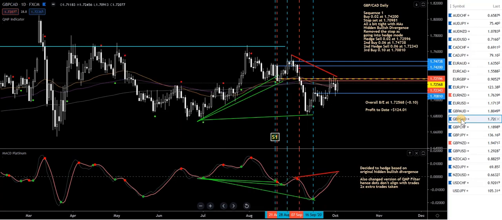Pound Cad, looking better now. Now this is one I did mess up. You can read my notes. I changed my version of the QMP filter, which is these red and green dots, midway through the sequence. Then it put everything out of whack. None of the trades lined up with the new dots. It's no big deal. I took a couple extra trades I probably shouldn't have, and I'm trying to work my way out of it. You can see it's all based on hidden bullish divergence, these trades, and the break-even level.